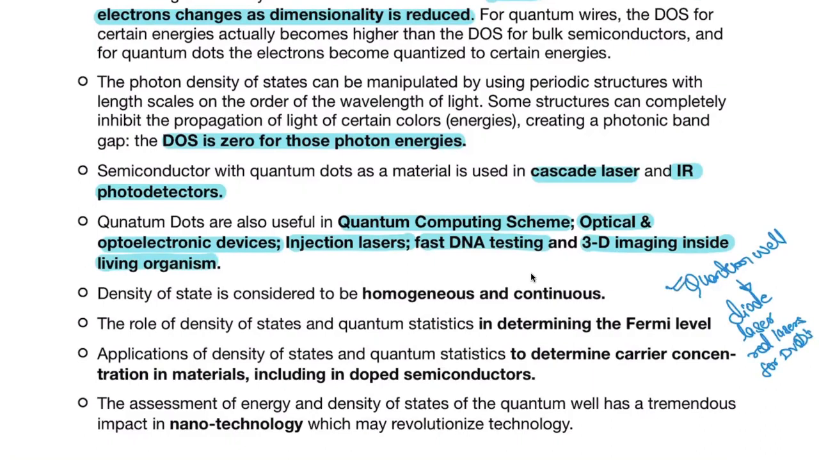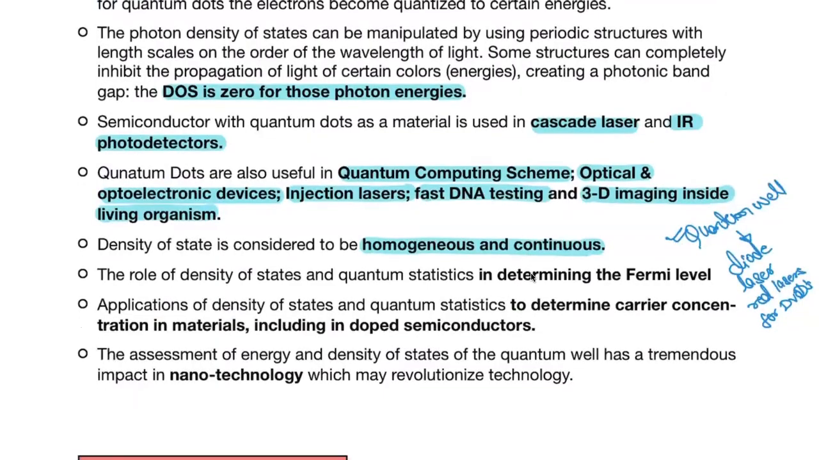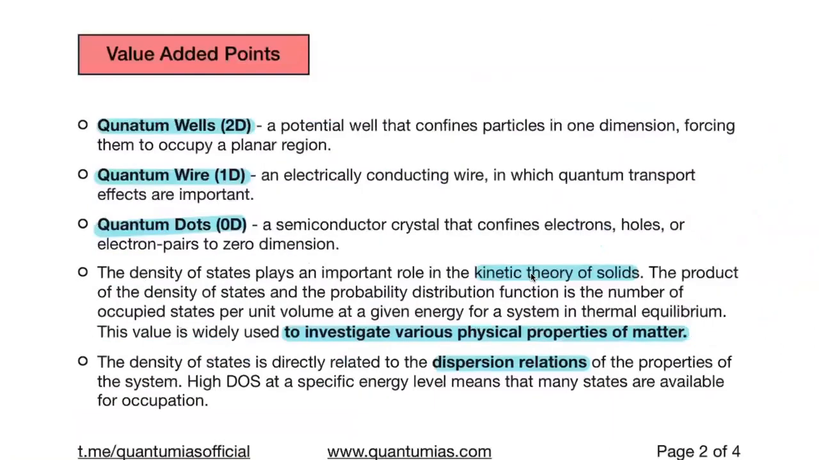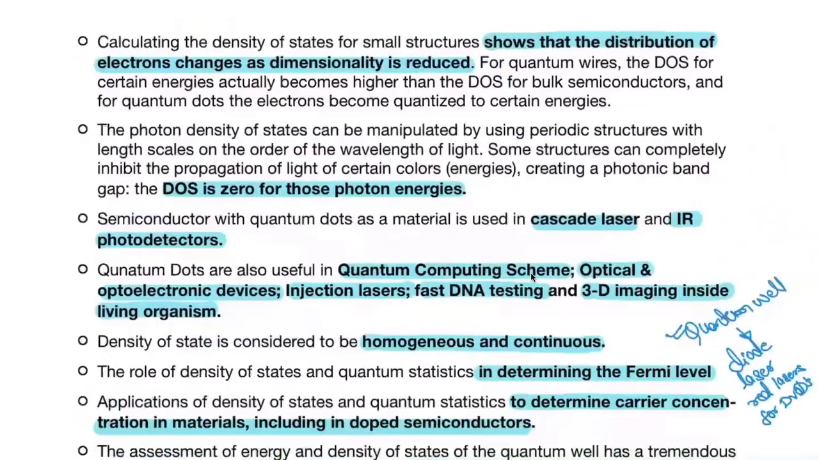Now moving forward, density of states is considered to be homogeneous and continuous. We have already said that the energy should be continuous when you are defining the density, right? It should not be discrete. Also it is intertwined with the Fermi level, right? After this, if you read the syllabus, there is the free electron theory where you read about Fermi level, right? You can also find out the Fermi level, right? Application: density of state determines the carrier concentration in materials, including in doped semiconductors, right? Also in nanotechnology, right? So I hope you are going to read these value added points and you can use these points in your conclusion as well, right?